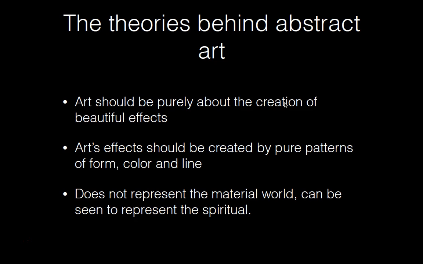So there's a lot of theory behind it. We're not going to get deep into theory because theory can be difficult. It's always written in a different language that's poorly translated because sometimes we don't have those words in our English language, so it's very difficult to understand. But some people say art should be purely about the creation of beautiful effects. Some say it should be created by pure patterns of form, color, and line, which brings us to chapter 5 in our textbook. And it does not represent the material world, but can be seen to represent the spiritual, things that we cannot see.